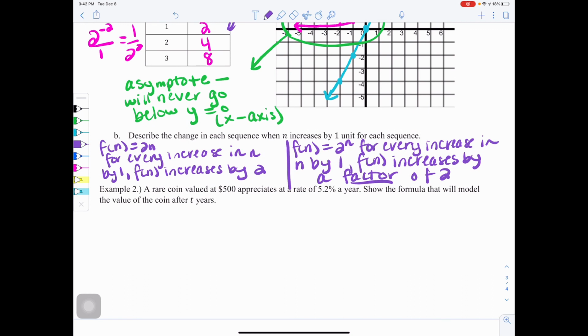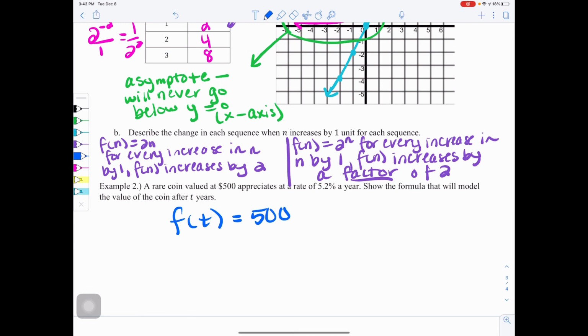And our last example, example 2: a rare coin valued at $500 appreciates. Now, appreciates means it gains value, at a rate of 5.2% a year. Show the formula that will model the value of the coin after t years. So if this is a percentage, that means we're looking at more of a geometric type situation. So we want to use a function of time. Our initial value, our principal amount, is 500. So keep in mind, that's not our first term. That's what's across from 0. It's our initial value, not our first term.